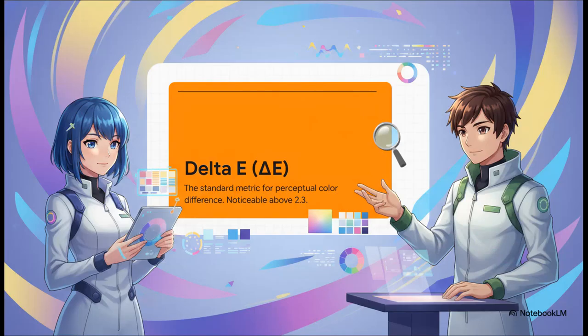So if we're using LAB, we need a metric for success, and that's delta E. This is your objective anchor. Delta E is the standard mathematical metric for perceptual color difference. The golden rule to remember here? Human beings really only start noticing color variations when that delta E goes above a threshold of 2.3. So your goal as a technician is to keep your generations below 2.3 for totally seamless matching.